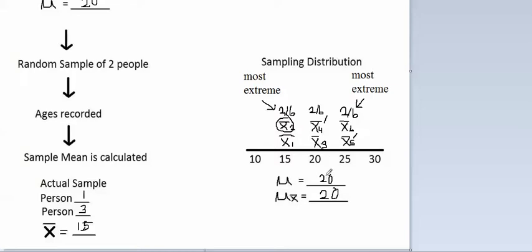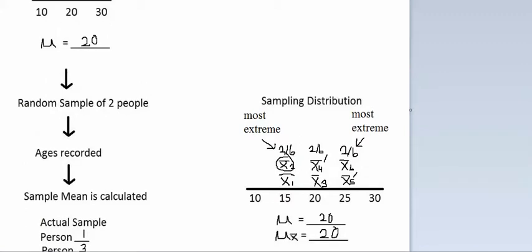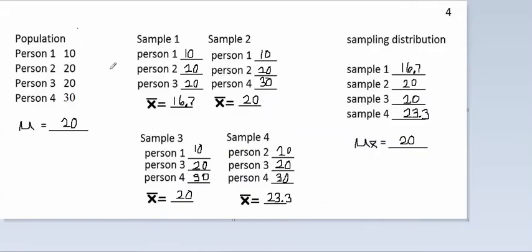Down here, we're just saying that the population mean is 20, and the mean of the sampling distribution is 20. You already calculated these numbers. And after we do that, we're finished with this page. Let's move on to this page.